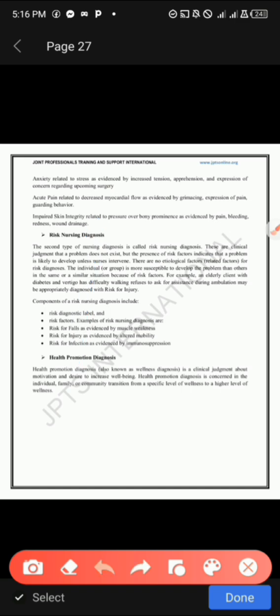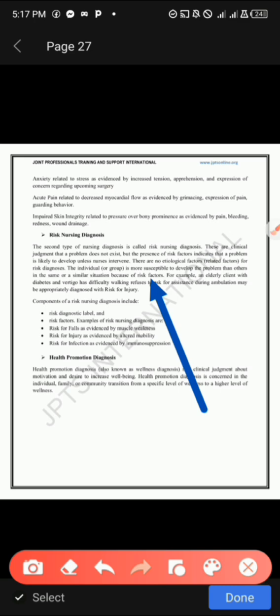Risk nursing diagnosis. The second type of nursing diagnosis is called risk nursing diagnosis. These are clinical judgments that a problem does not exist, but the presence of risk factors indicates that a problem is likely to develop unless nurses intervene. In this respect, unless nurses what? Intervene. A problem will arise unless nurses intervene. You may even see somebody that's unconscious. Without the intervention of a nurse, the person may pass on.